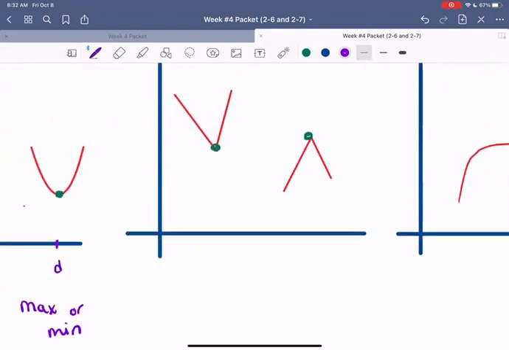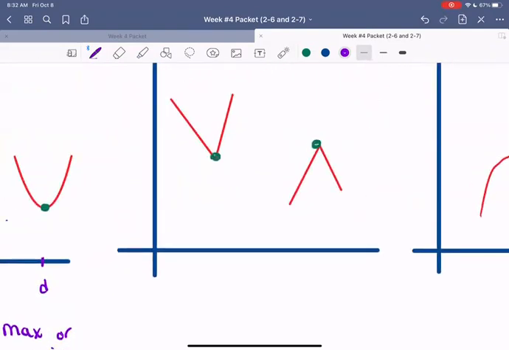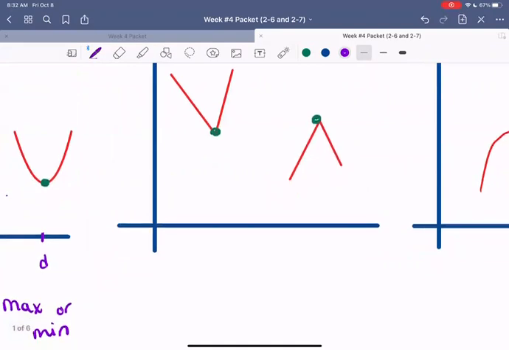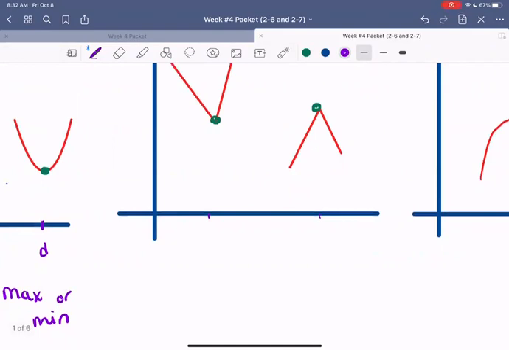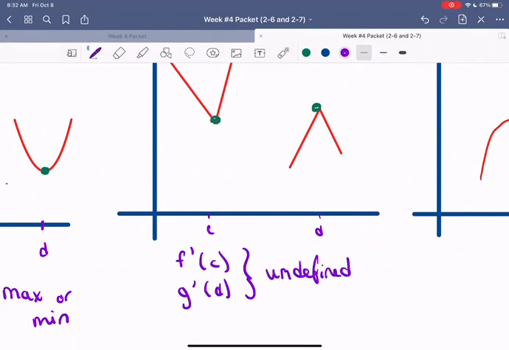Now, in this next situation, we also have a max or a min, but what's happening with the derivative at these points? It's undefined. We can't make sense of a derivative at a corner. So for these graphs, I'll also call them f and g, f prime of c and g prime of d are both undefined. We can also say they do not exist.